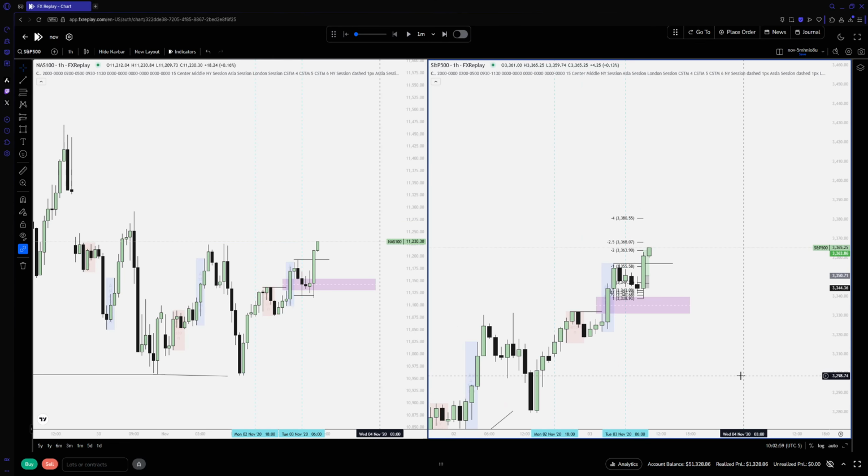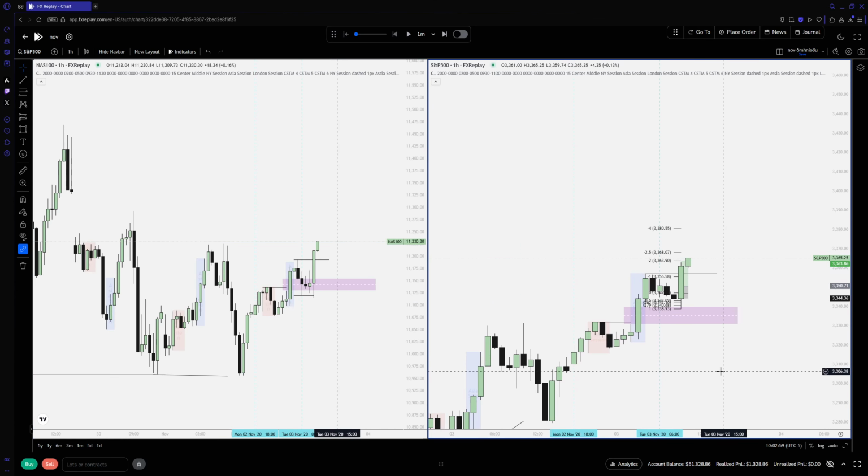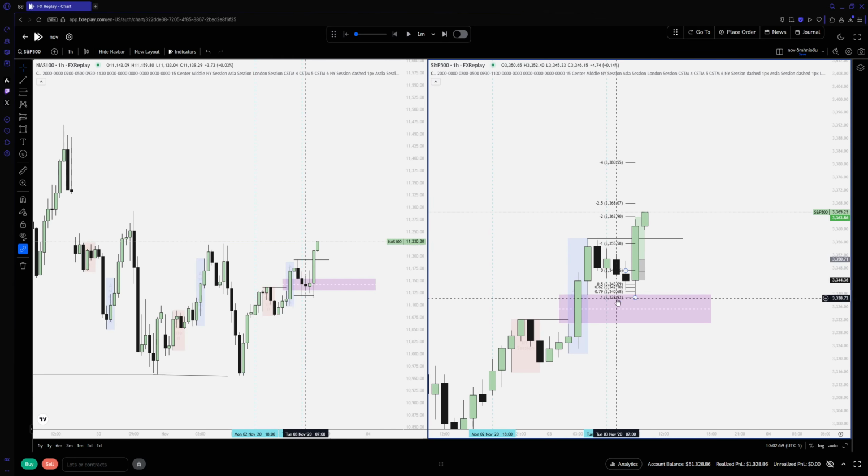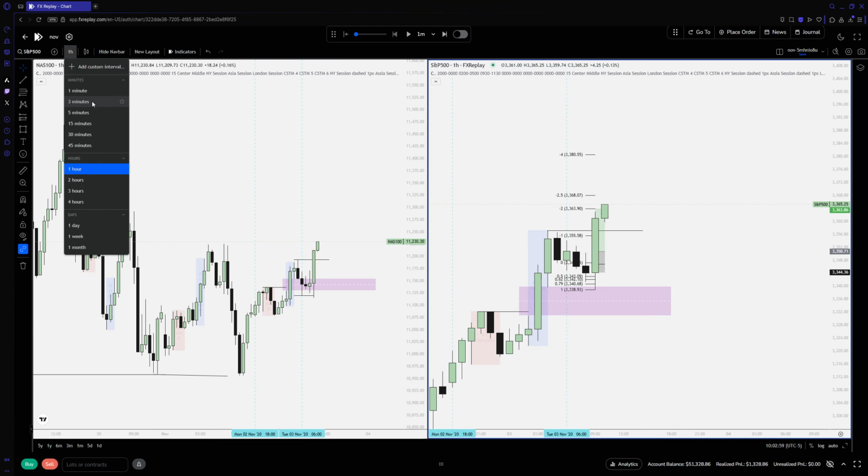But one thing that I did need to see was a sweep. We got it here on NASDAQ, and we didn't really per se get a sweep on ES. It was more of a retracement back into this fair value gap. So as soon as I saw that, I was like, okay, cool. Are we going to see a change in state of delivery?